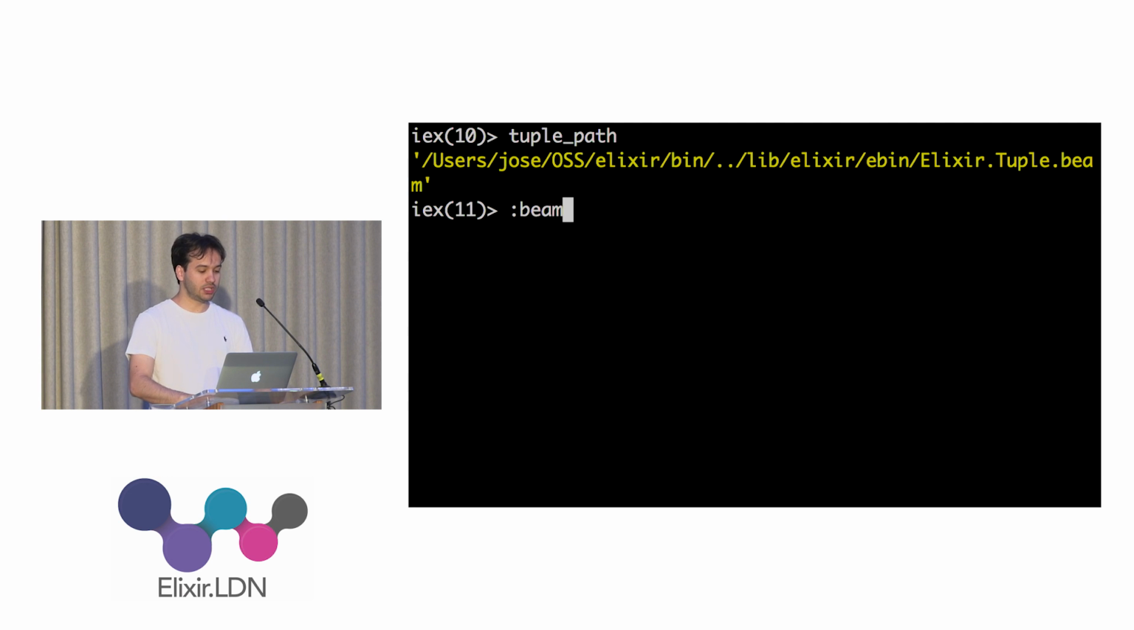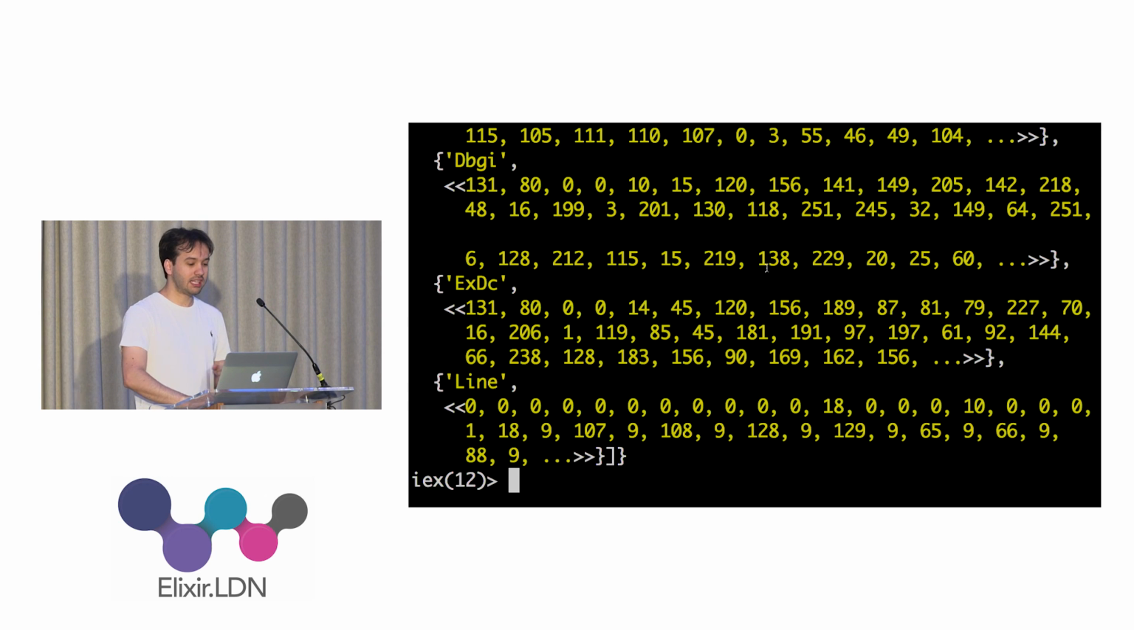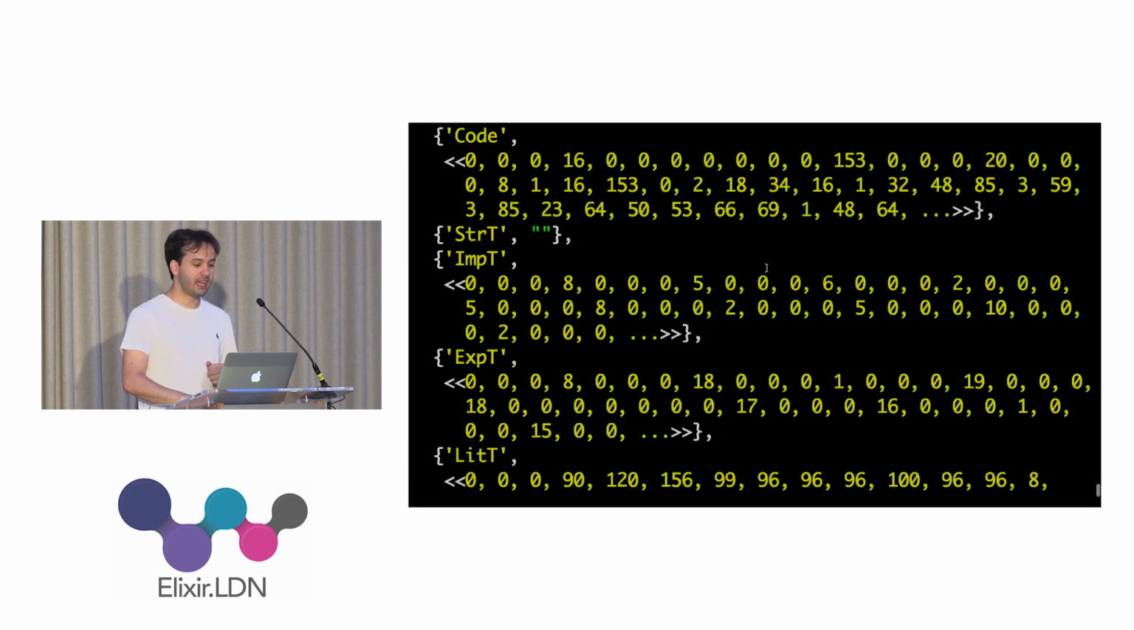Erlang also ships with a module called beam_lib, which is a bunch of functions to work with bin files. And they have this function called all_chunks that expects the path to a bin file, and it's going to return all of the chunks. So a bin file is made of chunks, and those chunks are like key values, right? So let's invoke that. And this is what we get, right?